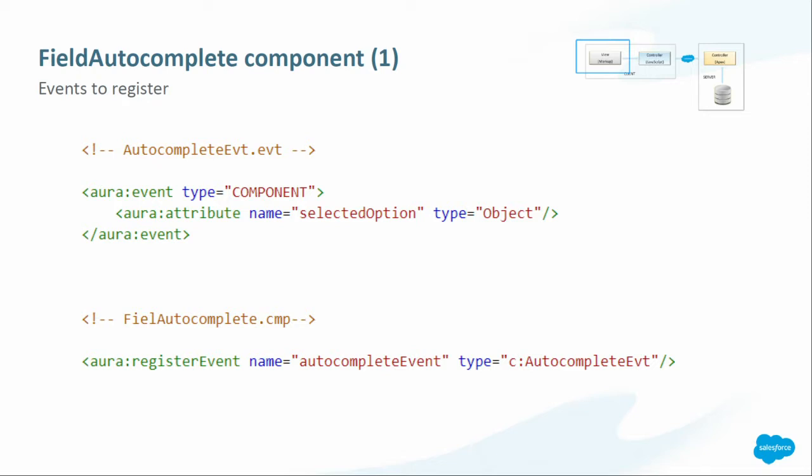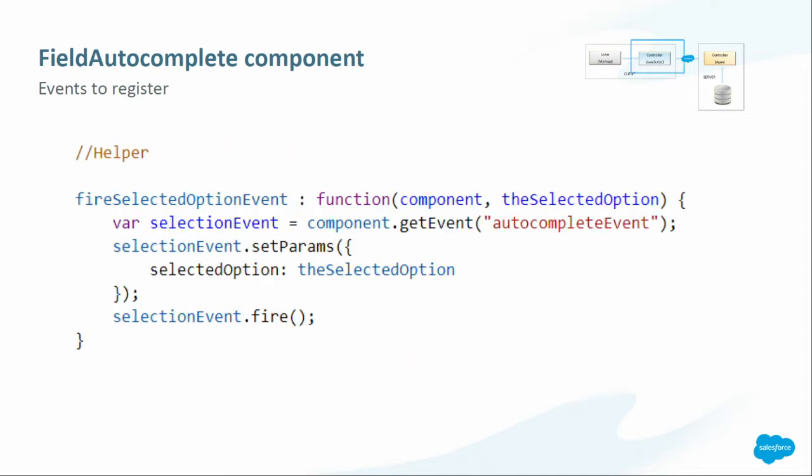So I go back to my component, and I add an extra line that is going to tell everybody, hello everybody, I'm registering an event that is going to be of this type, and every time the user selects something that goes basically in the helper, that event is going to be fired. And how can I fire this event? I just get the event that was defined before, I set the parameters that I need, and I call the fire method.